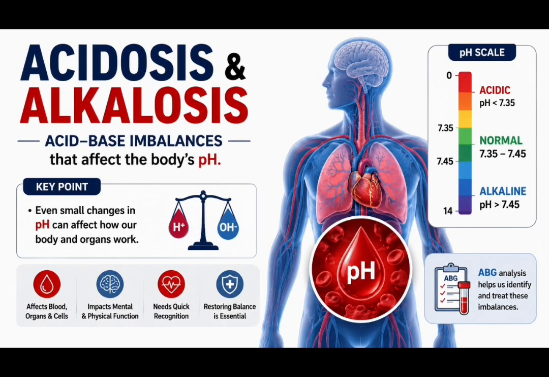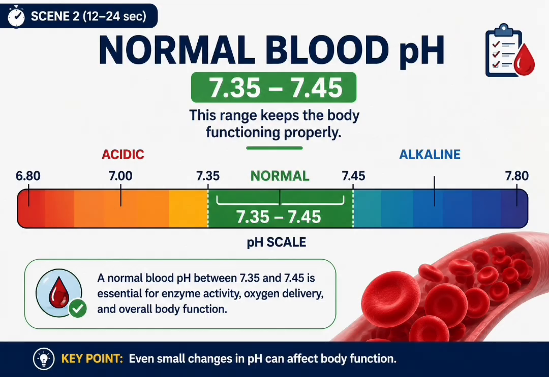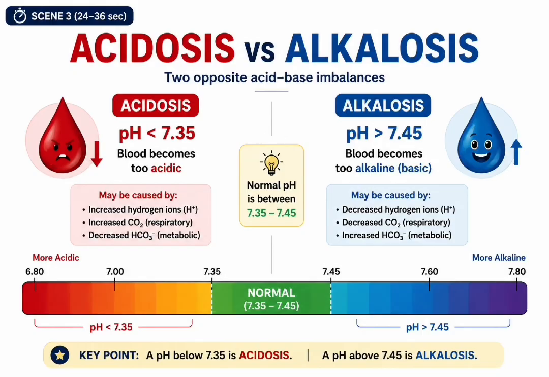Acidosis and alkalosis are acid-base imbalances that affect the body's pH. The normal blood pH is between 7.35 and 7.45. This range keeps the body functioning properly. A pH below 7.35 is called acidosis, while a pH above 7.45 is called alkalosis.